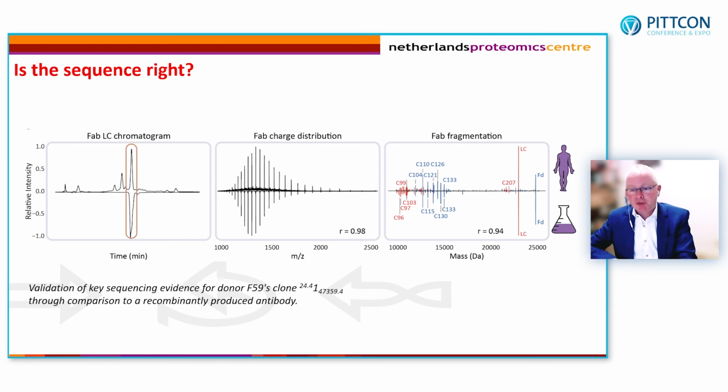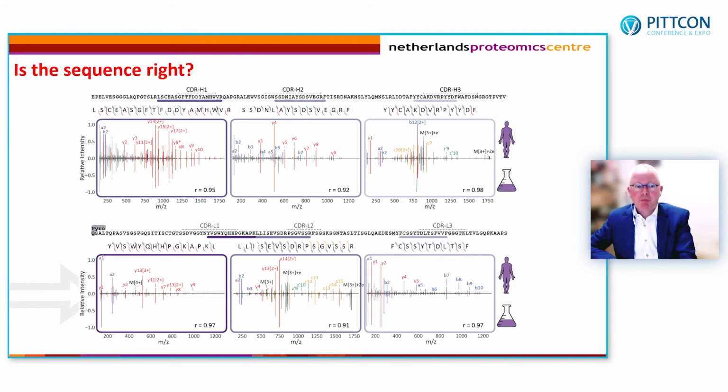And most importantly, it showed exactly the same fragmentation and therefore exactly the same sequence as the plasma clone. We could also confirm that by looking at the peptide data, where you see the mirror plots. This was our validation: we derived the clone from plasma, we derived its sequence, we made the synthetic recombinant antibody, and we know for sure that the sequence we had was correctly done.